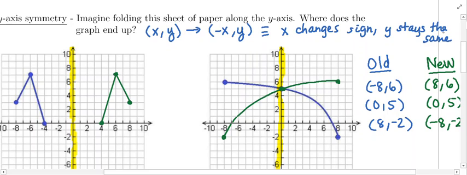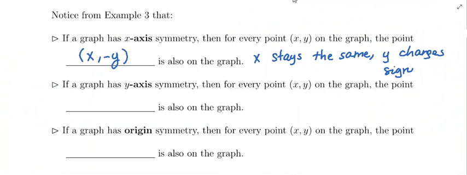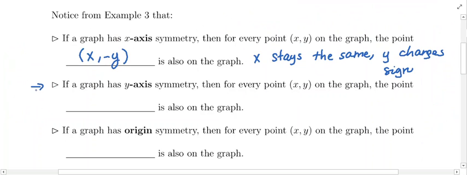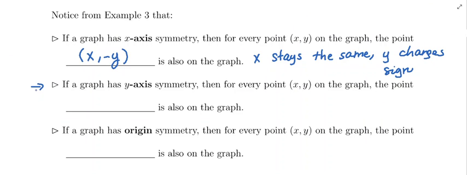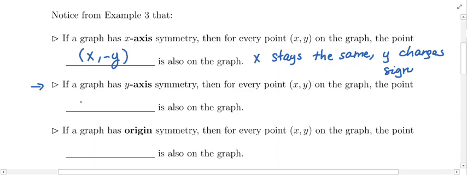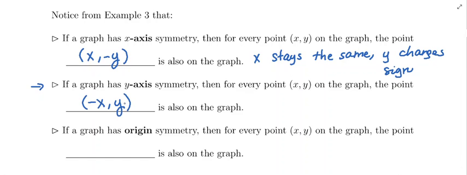Let's go ahead, let's jump over to page 6 and jot down that observation. Okay, so for the second bullet point here, if a graph has y-axis symmetry, then for every point x, y on the graph, that point x, y is going to get sent to -x, y. Y stays put, x changes sign. Okay, so if you were sketching y-axis symmetry, you take a point x, y, and that point is going to get sent to -x, y.